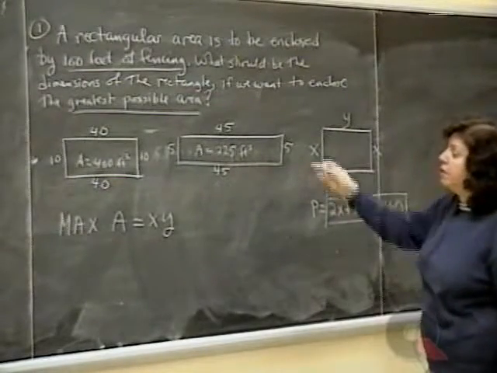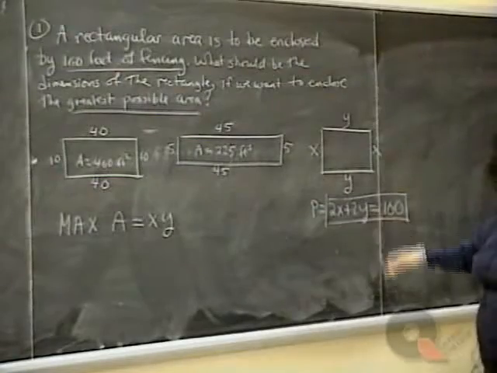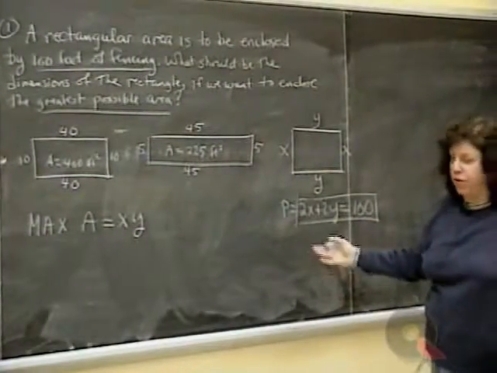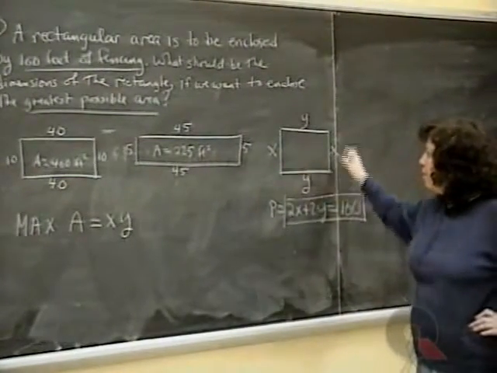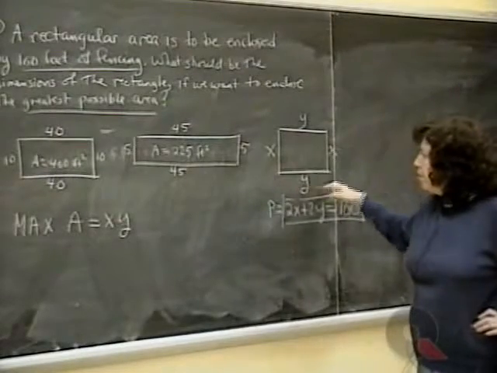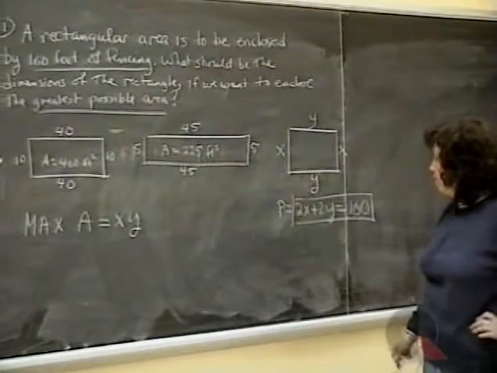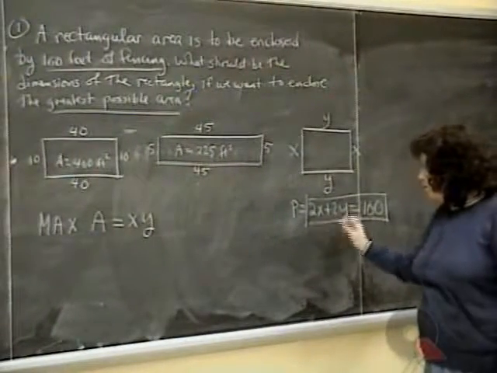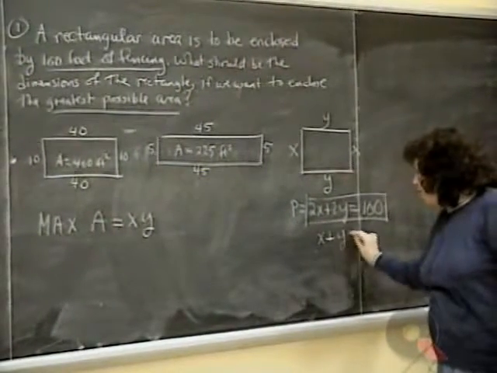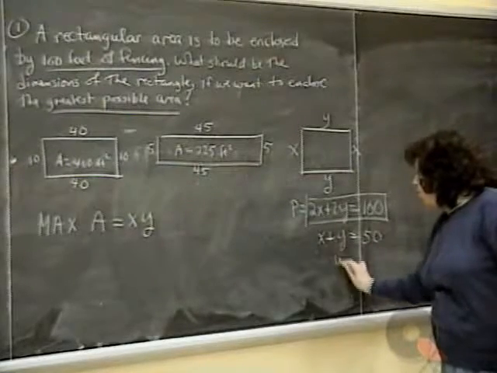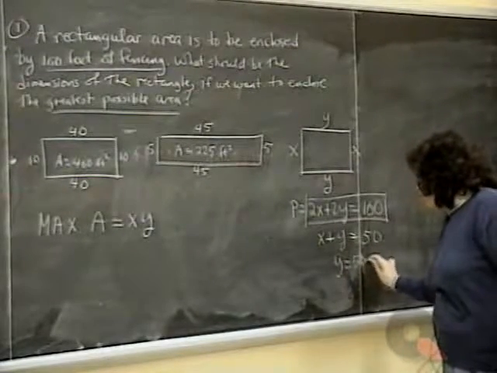Obviously, if we want to get the biggest possible area, we're going to use the entire 100 feet of fencing. We're not going to leave half of it in the garage. The perimeter of this field is going to be 100 feet. 2x plus 2y should be 100. So, dividing by 2, x plus y will be 50, or y is 50 minus x.